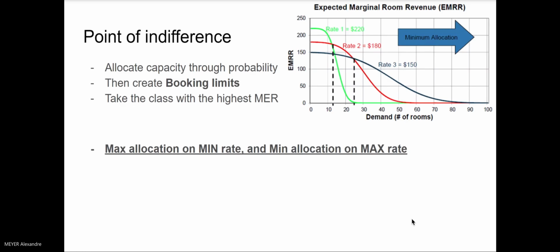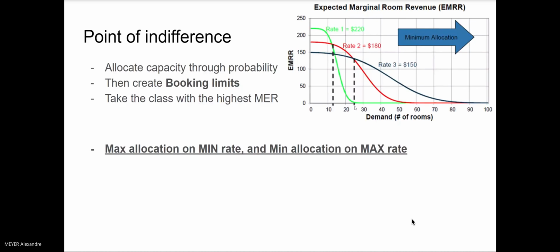It's also important that we understand the minimum allocation principle. So essentially, for the very high rates, you want to have a minimum allocation. So you tell yourself, in this example here, you want to sell at minimum 12 rooms, but you never set a maximum allocation for a high rate. You only do that for the low rate. So here, 12 rooms you reserve for $220 a night.